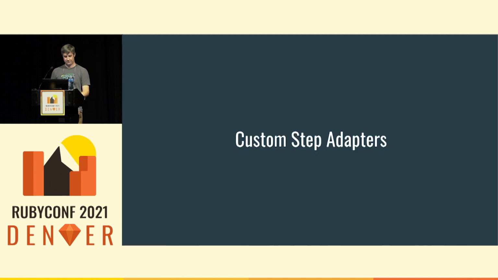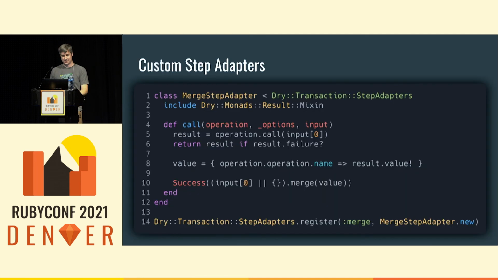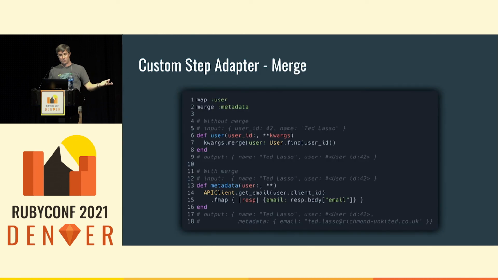All right, we're going to blow through this one. So dry-transaction also provides means to write your own step adapters and make them available to your transactions. The dry-transaction documentation goes into this, so, you know what, we're going to skip this slide. This is how you make one. It takes the operation, the step, and the input, and it returns success or failure. But here's some of the ones we wrote.